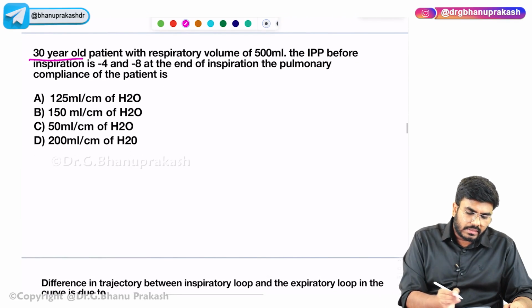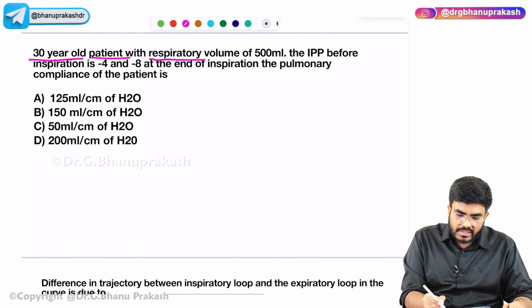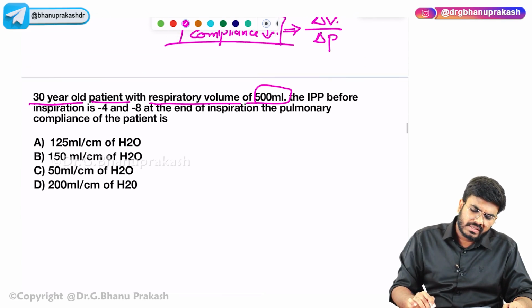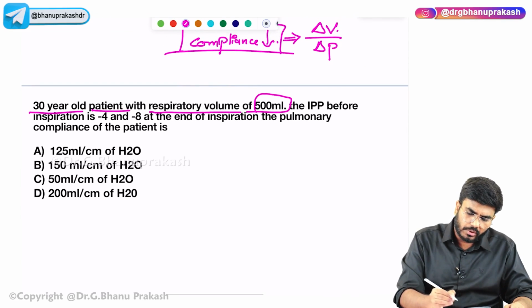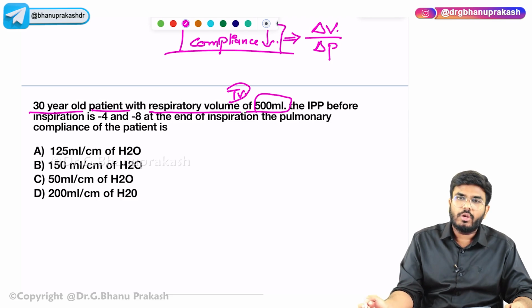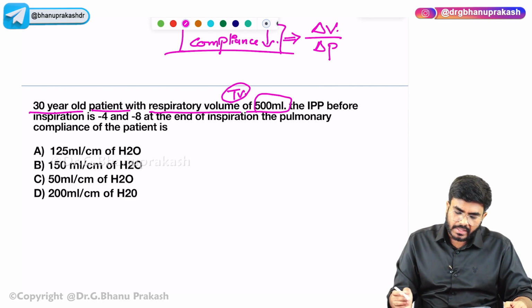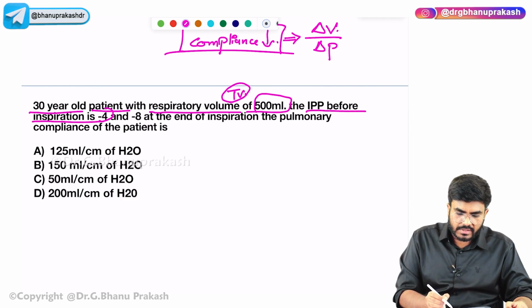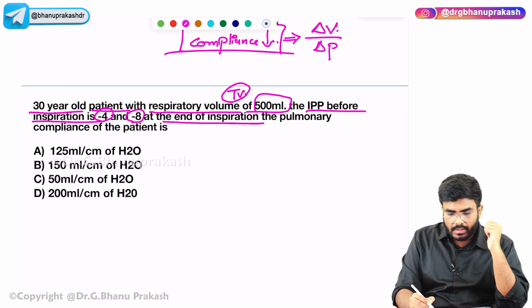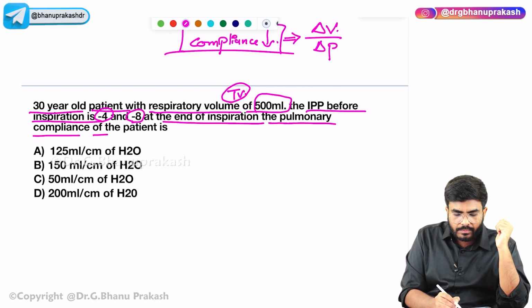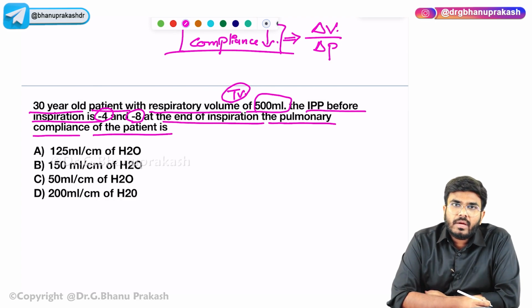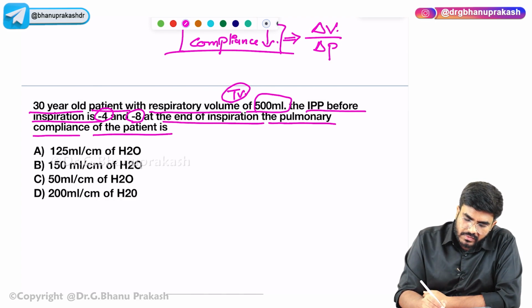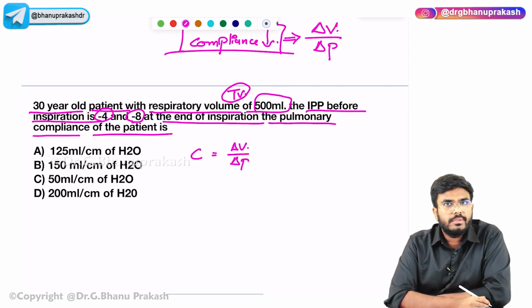Next, a 30-year-old patient with a respiratory volume of 500 ml. What is exactly this respiratory volume? This is nothing but the tidal volume. The intrapleural pressure before the inspiration is -4 and -8 at the end of inspiration. The pulmonary compliance of the patient is, see, they are asking about the compliance. What is the compliance formula? Compliance is equal to delta V by delta P. Just now I have explained to you.